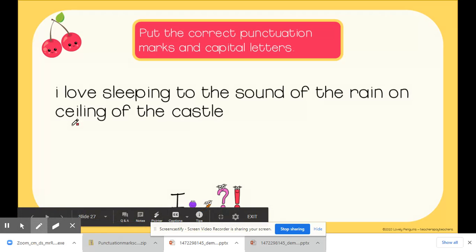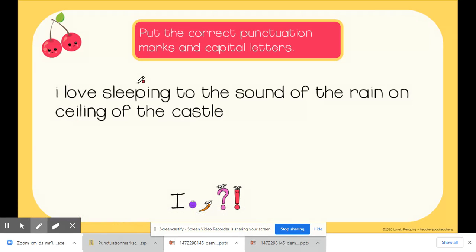So in this sentence, it says, I love sleeping to the sound of the rain on the ceiling of the castle. So we have some things down here we can use. Do you see a capital letter that we need to fix? I do right here. This I should be a capital I. It's by itself, which means it's a certain person, and it is also at the beginning of a sentence.